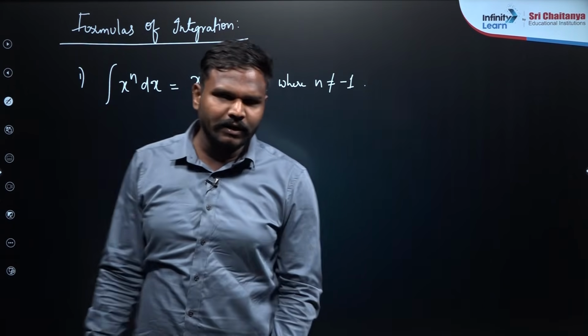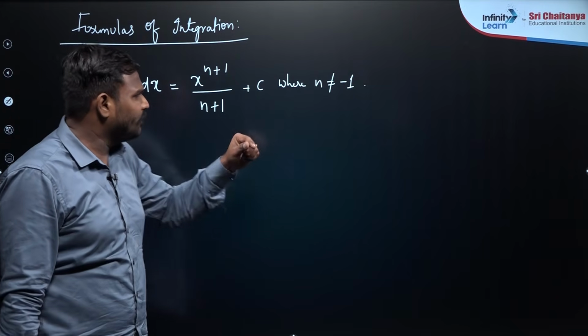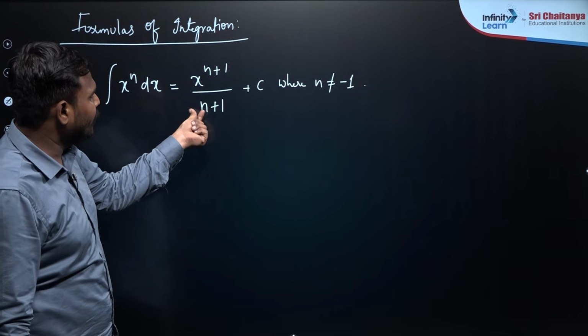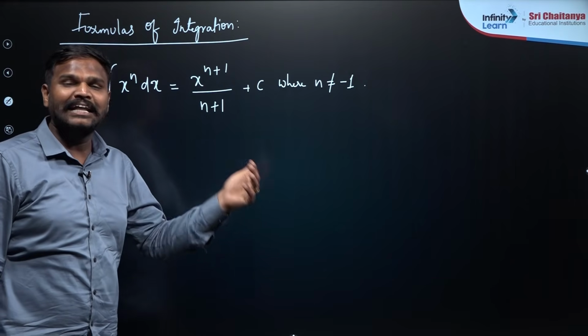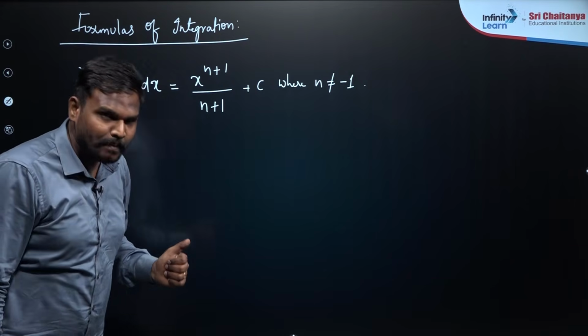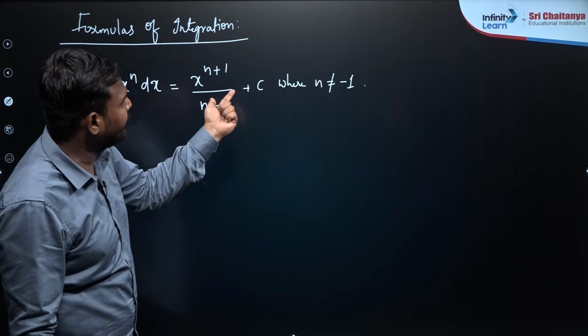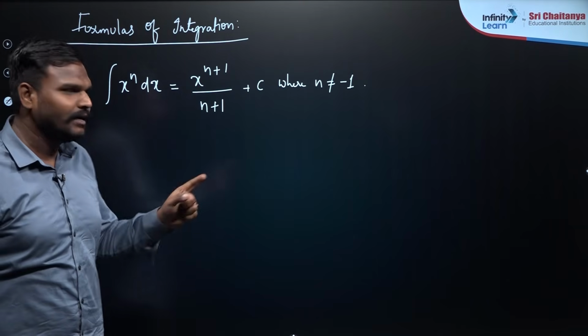Why is n not equal to minus 1? Because when n equals minus 1, the denominator will become 0, and it will become an undefined value. Clear? And why this plus c is coming, I'll explain in the next slide.